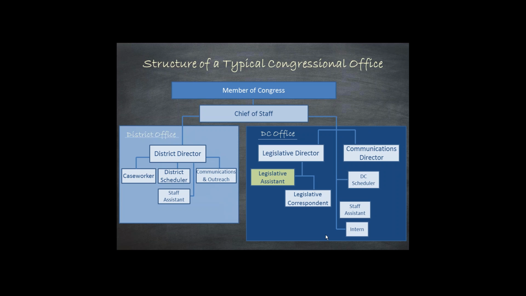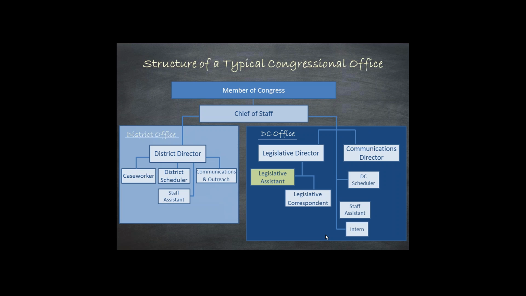Below the chief of staff is what's called senior staff. That includes the communications director, which is a pretty self-explanatory position, handling all the communications and press for the member of Congress. The district director manages all of the in-district staff, and we'll go into that in a minute. And the legislative director, sometimes called the LD, is basically responsible for all of the legislative actions, votes, etc. that a member of Congress takes.